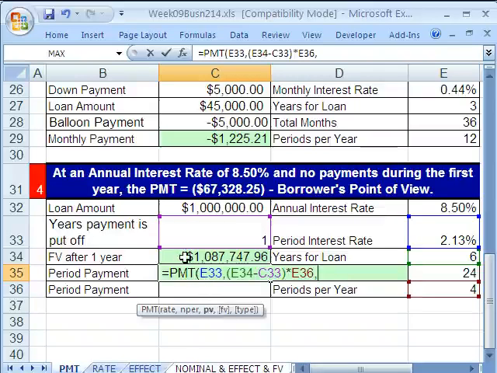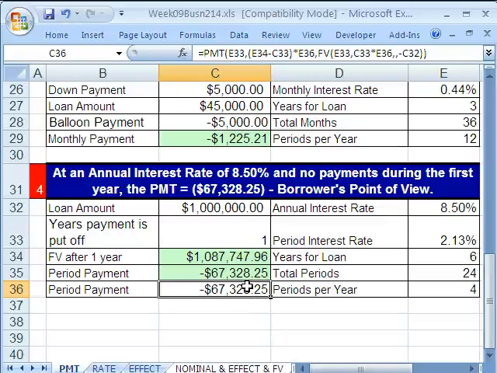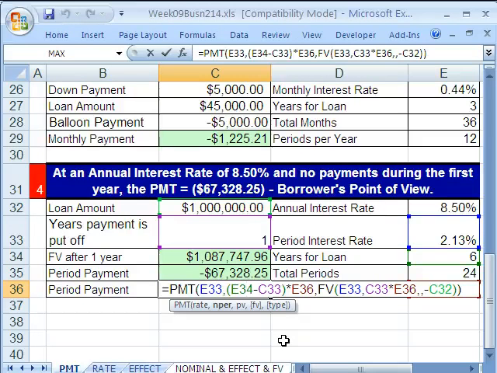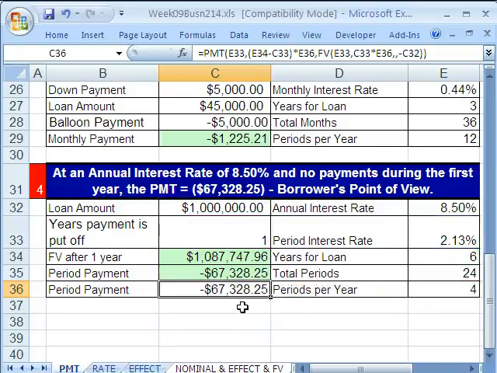Comma, our present value. We've already made it positive here because it is. It's coming into our wallet on this particular time. Comma, there is no balloon payment, and we do not need a type because it's at the end. So I'm going to backspace, close parentheses, and there's our PMT. That formula right there is all of it put together. We did it in 2 steps, but you could do it all in 1 step right there.